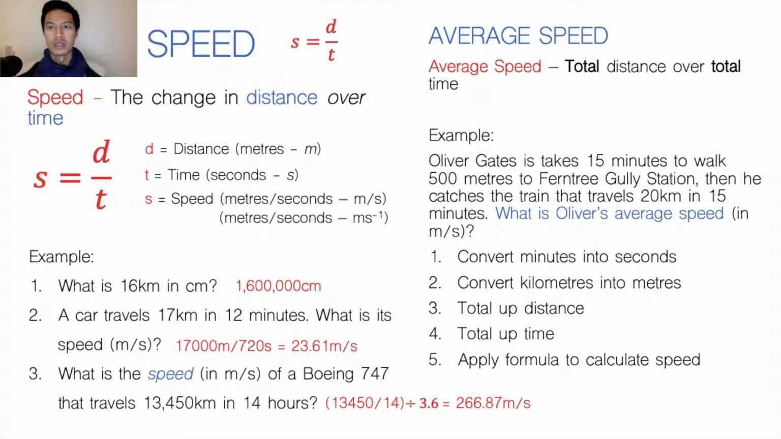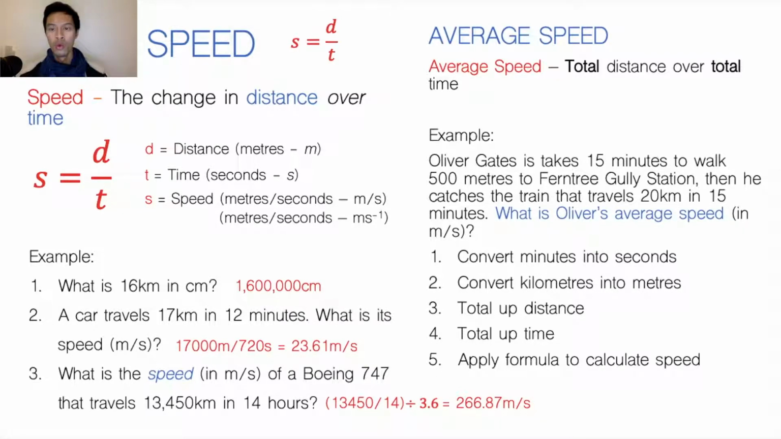And so what happens is, for convenience's sake, a lot of times we want to know what the average speed of an object moving would be. So the average speed can be calculated by taking the total amount of distance that the object has covered and then dividing by the total amount of time that it takes. So here's an example.